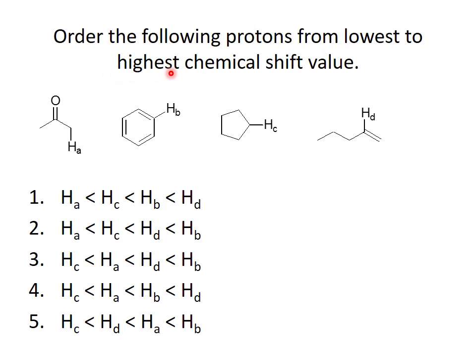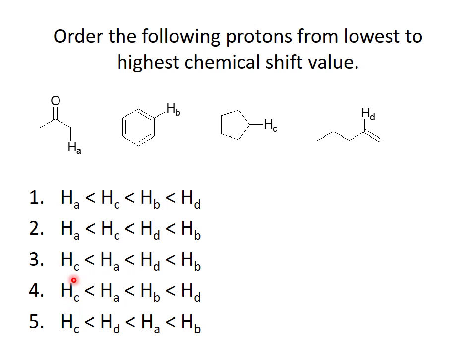Okay, order these from the lowest chemical shift to the highest chemical shift. That means from the lowest parts per million to the highest parts per million. So you're going from the upfield to the downfield value. All right, the farthest downfield would be the aromatic hydrogen, then the vinyl, and then alpha to the carbonyl, and then an alkyl hydrogen. So HC is going to be the lowest chemical shift value.